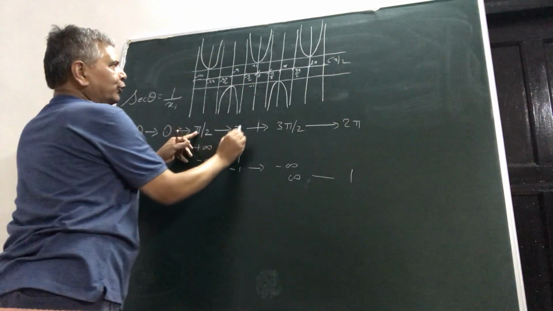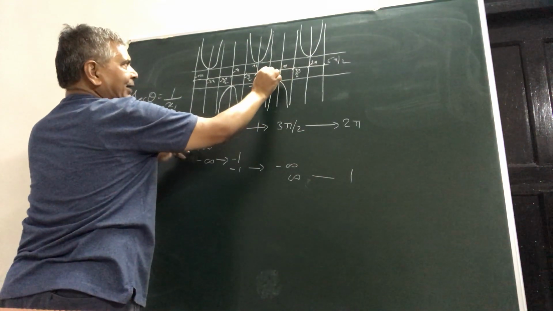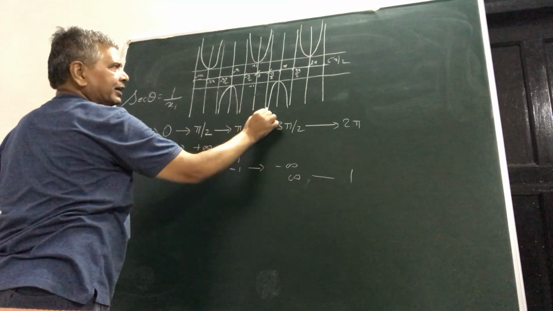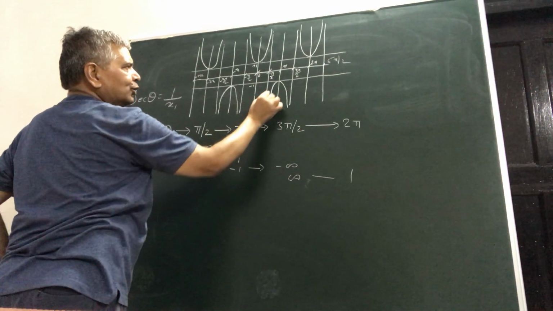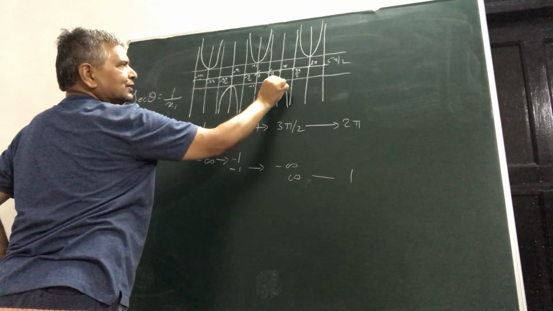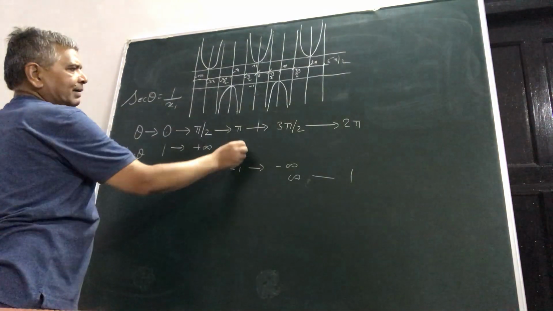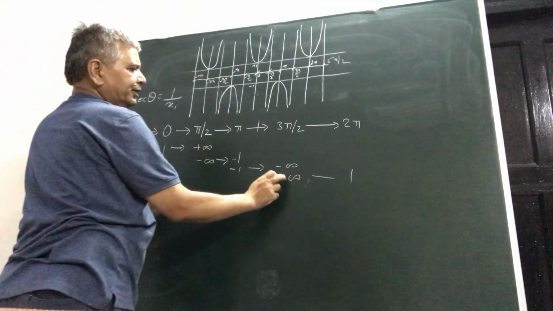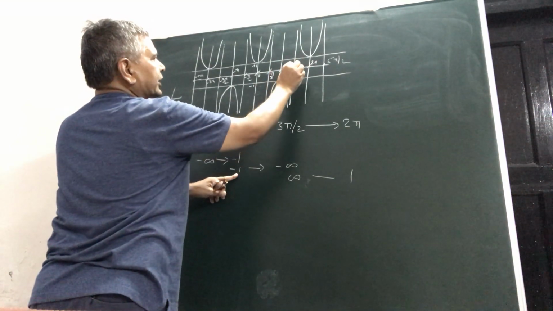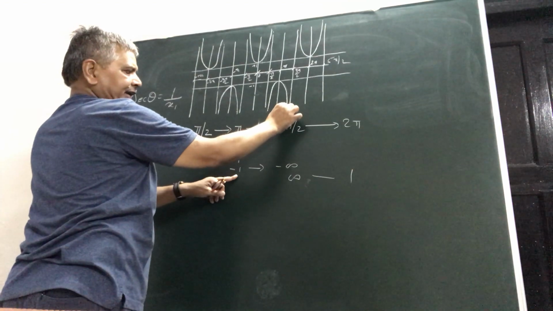And then from pi by 2 to pi, where are the values going? See, at pi by 2 exactly, on one side it is going to infinity, on this side it is going to minus infinity. And pi by 2 to pi, the values will increase from where to where? Minus infinity to minus 1. And then see what happens, pi to 3 pi by 2, minus 1 to minus infinity. Values are going from minus 1 to minus infinity.